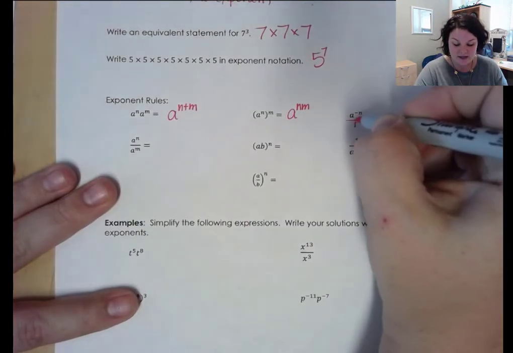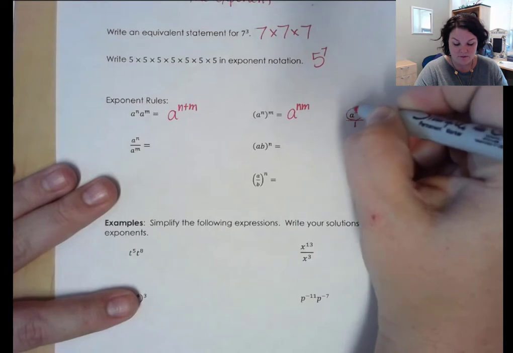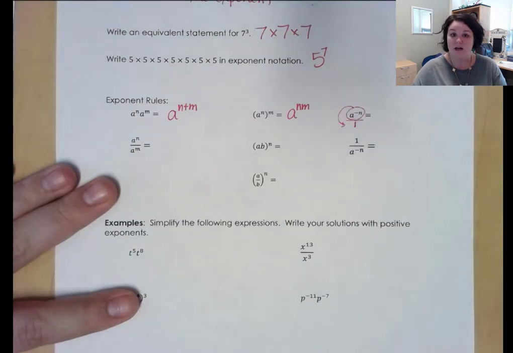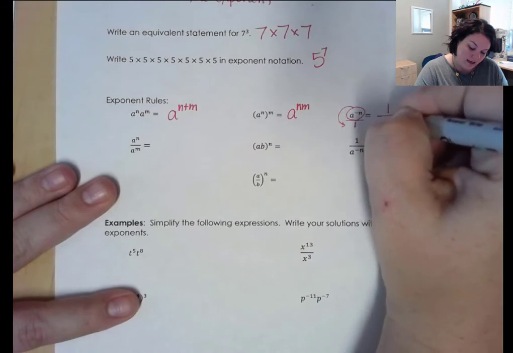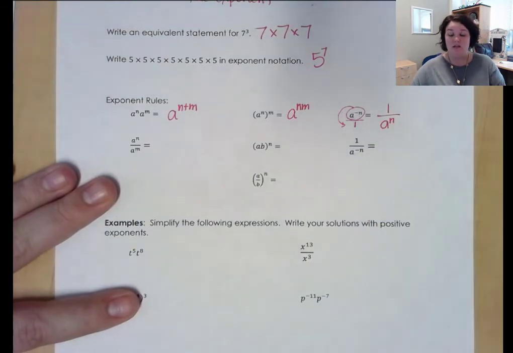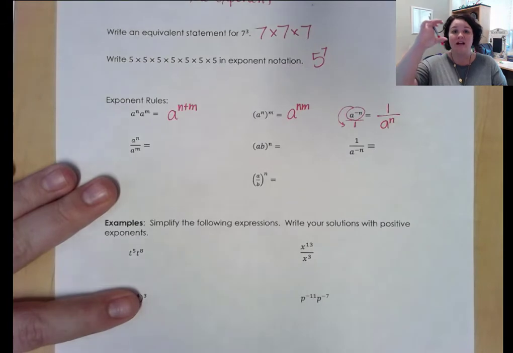So that negative exponent, to get rid of it, I'm going to move this whole thing down to the denominator. So I'm going to write it as 1 over a to the now positive n. So when you move things across the fraction line, it changes their sign.